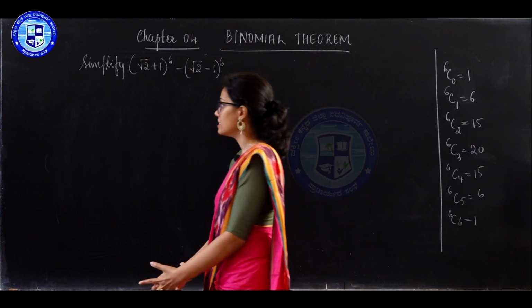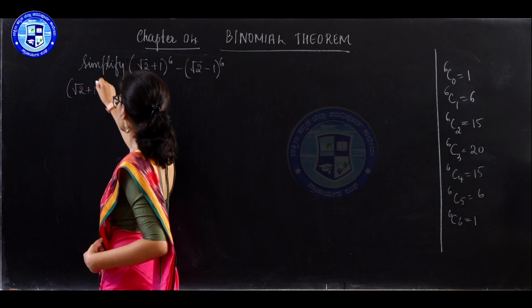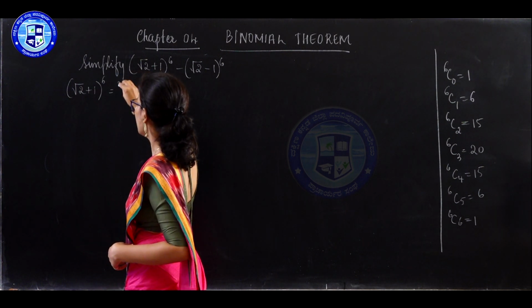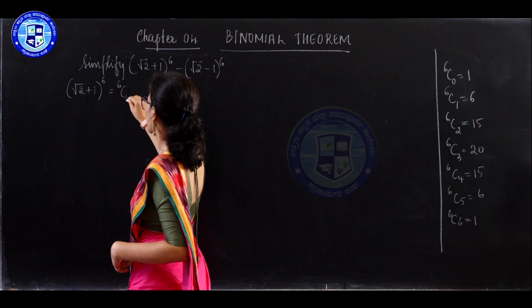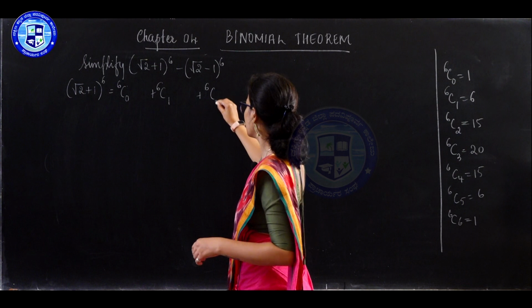Next question, let us simplify (root 2 plus 1) to the power 6 minus (root 2 minus 1) to the power 6. So, first expansion is (root 2 plus 1) to the power 6. So, this will be 6C0 plus 6C1. I am writing all the coefficients first.